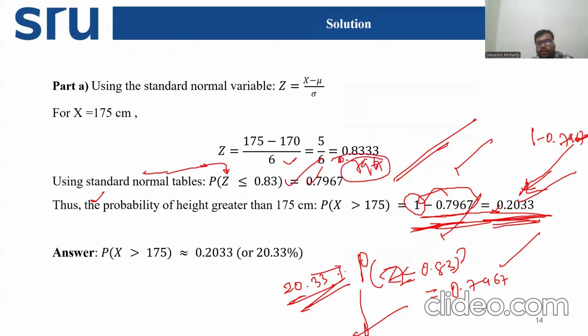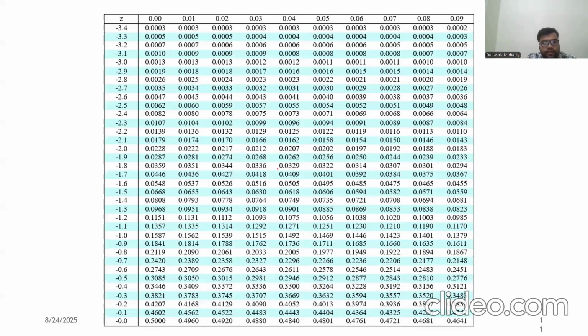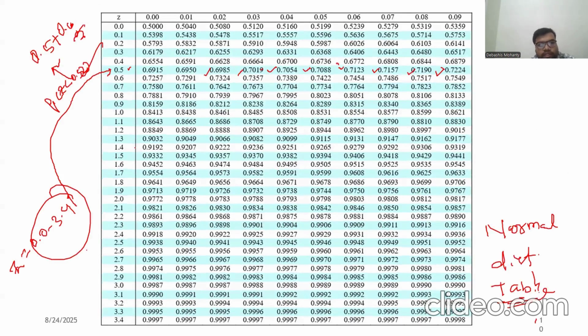How is this value 0.7967 coming from this 0.8? Let's see. For 0.83, we will see 0.8 plus 0.03. So at 0.8, at the position of 0.03, we need to see that value. Here we will get this value, 0.8 and 0.03. Okay, so that is 0.7967.